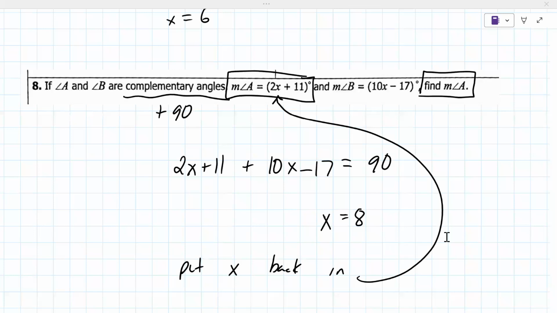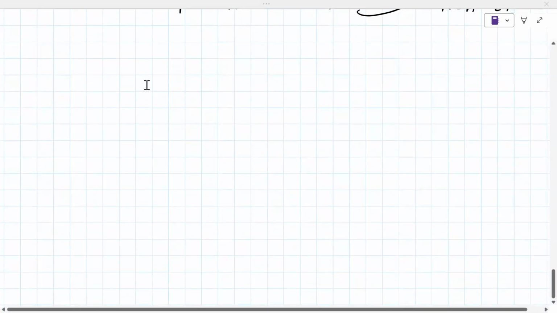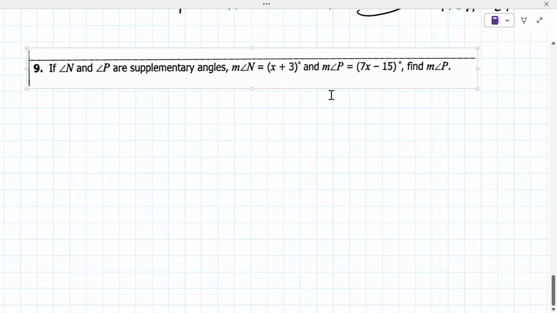And you always have to be careful: what is it actually asking you to find? Make sure you give them the thing that you're trying to find. All right, 9 we'll set up. I don't know if I have time to solve, but that's a good chunk we've gotten done today. So they're supplementary this time, which means they add up to 180.